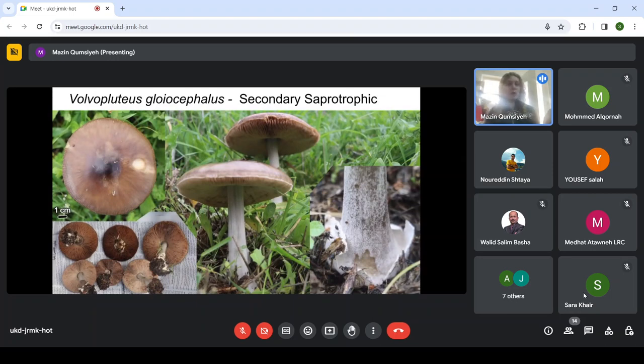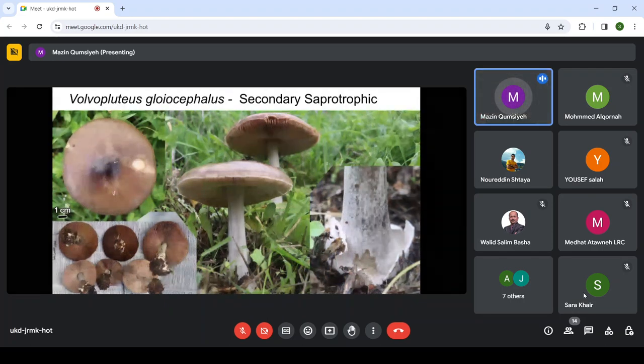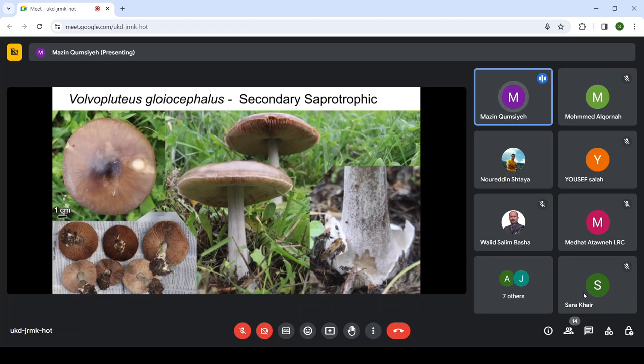So this mushroom grows in fields, and it comes up when it rains. It has an interesting anatomical structure here. You can see on the right, it's called a volva. So the entire thing sort of emerges out of this egg-shaped cup, and that is characteristic of this genus Volvopluteus, as well as another genus, Amanita.